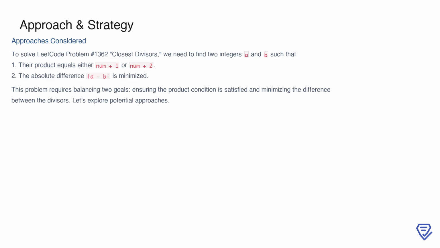To solve the problem of finding the closest divisors for a given number, we need to focus on two critical conditions. First, the product of two integers, a and b, must equal either number plus 1 or number plus 2. Second, the absolute difference between these two integers, a and b, needs to be minimized. These requirements create a dual challenge, satisfying the product condition while ensuring the divisors are as close as possible. To tackle this, we need to evaluate different approaches that balance these goals effectively.